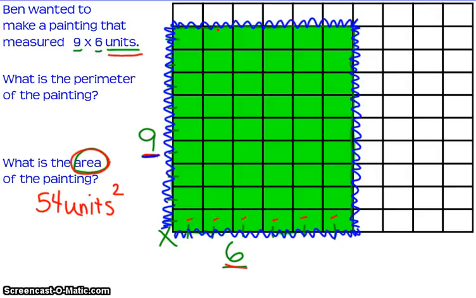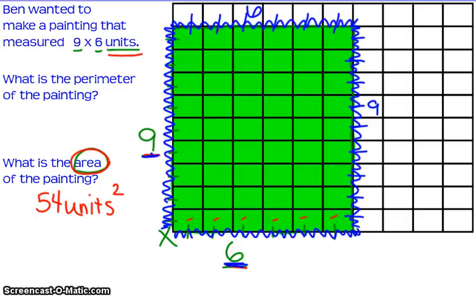Well, we already know Ben has 9 units on this side. So how many do you think he has on this side? Let's see. 1, 2, 3, 4, 5, 6, 7, 8, 9. Oh, he has 9 on that side too. He has 6 on this side of the figure, so he must have 1, 2, 3, 4, 5. Imagine that. 6 on that side.